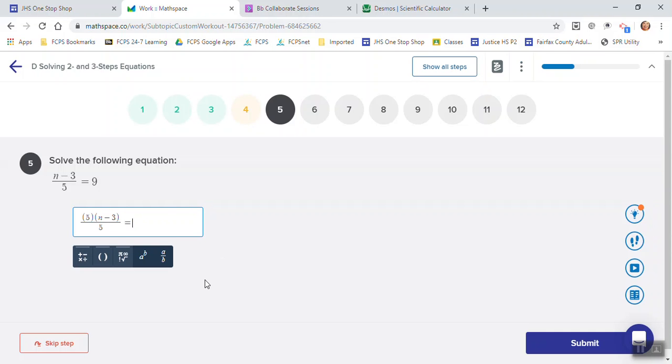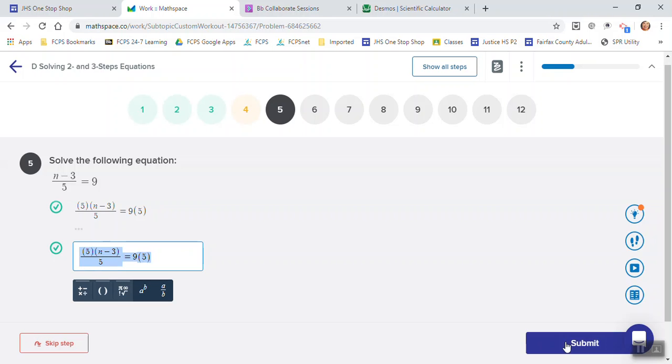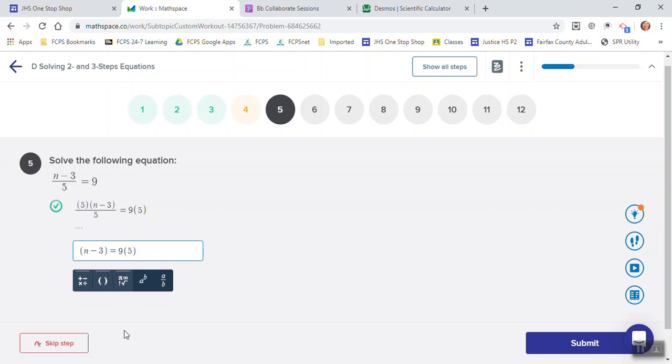So the equal sign had to be here. 9 multiplied by 5. So what I'm doing is I multiply both sides of the equation by 5 here. Multiply by 5 on the left side and then multiply by 5 on the right side, and then I submit it. So when I multiply by 5, the left side now only has n minus 3, right? Because the 5 is cancelled out.